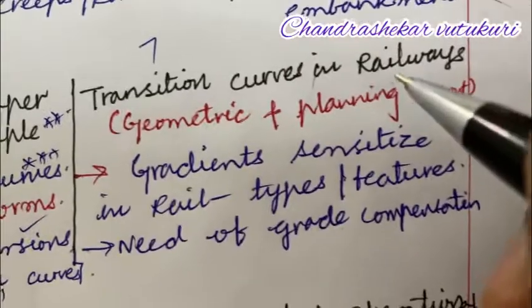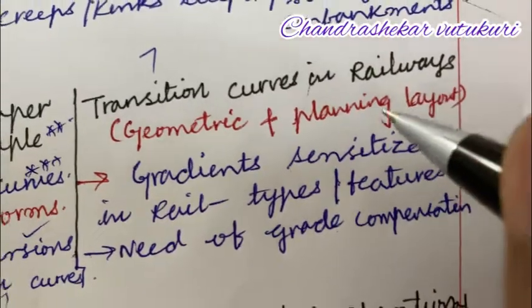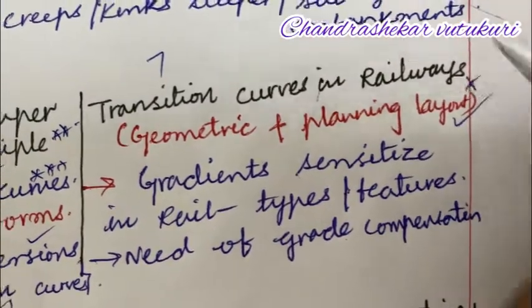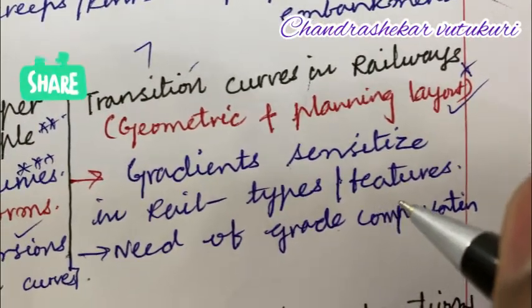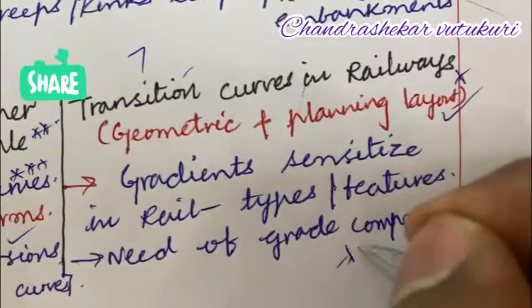Next, the long question is all about transition curves in railways. Geometric and planning layout is said to be the topmost question, which may occur in the 7th question. Gradients, gradient sensitivity in rails, their types and features, and the need for grade compensation may be the short question.